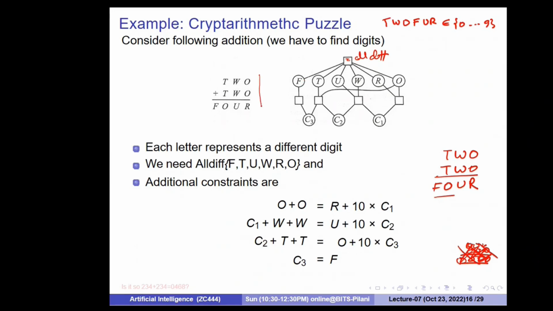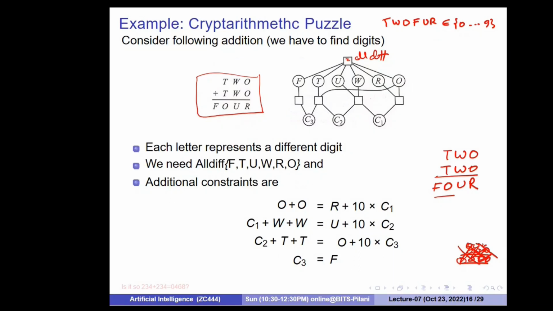So do you understand the problem? You have to find out what is the value of FOUR and TWO. What are these values? All different numbers. So I'm telling that these are the characters and they are all different. So how can I create a graph out of this?